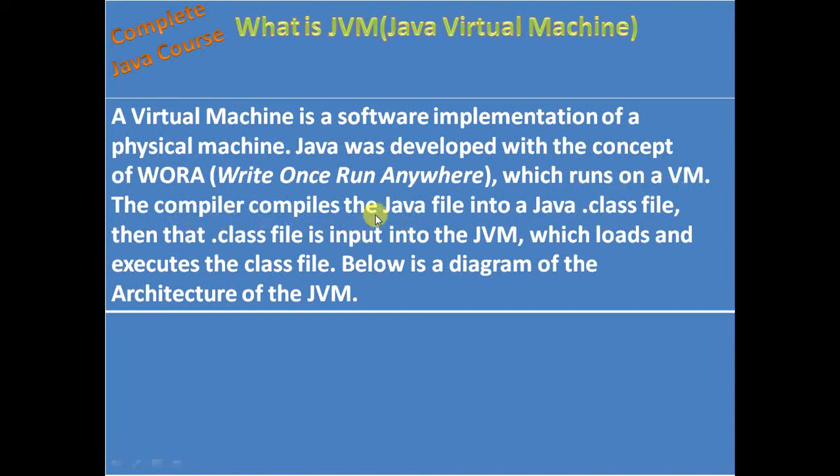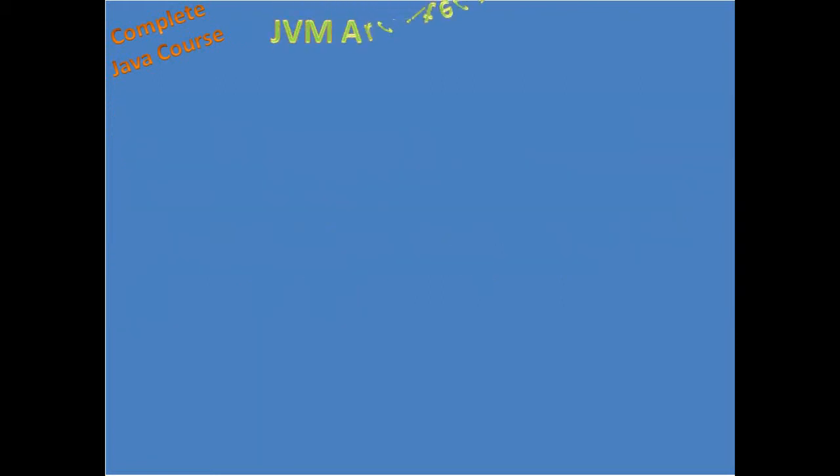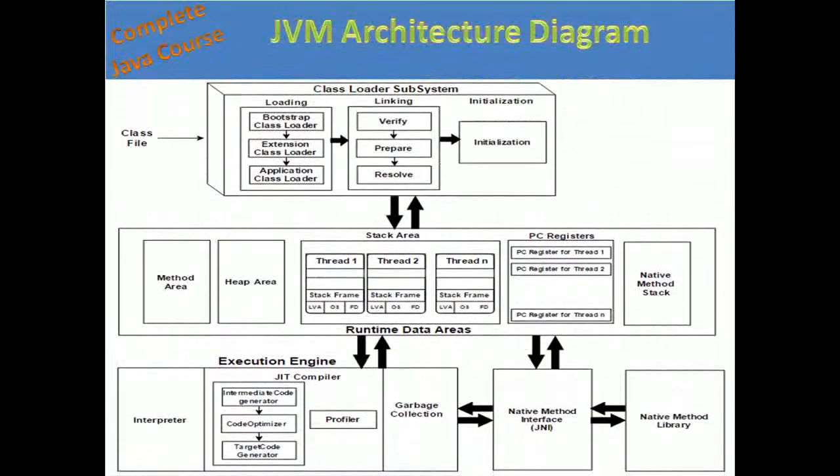The compiler compiles the Java file into a .class file. Then that .class file is input into the JVM, which loads and executes the class file. Below is a diagram of the architecture of the JVM. So the Java compiler converts the Java file to a .class file. This .class file is loaded and executed by the JVM. So now just look at the JVM architecture. We will learn each and every component in depth.